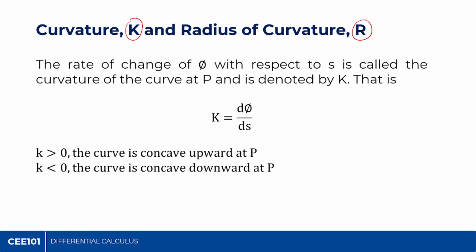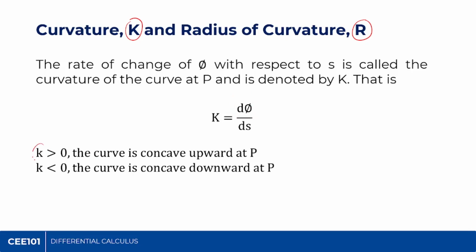In curvature, the rate of change of theta with respect to s is called the curvature of the curve. Basically, curvature, everyone, is a measure of how curved a curve is. So, that is curvature. Okay? That is given by this formula, d theta over ds. Yung ds, guys, this is the differential of arc length. So, ito d theta, the rate of change of the theta.